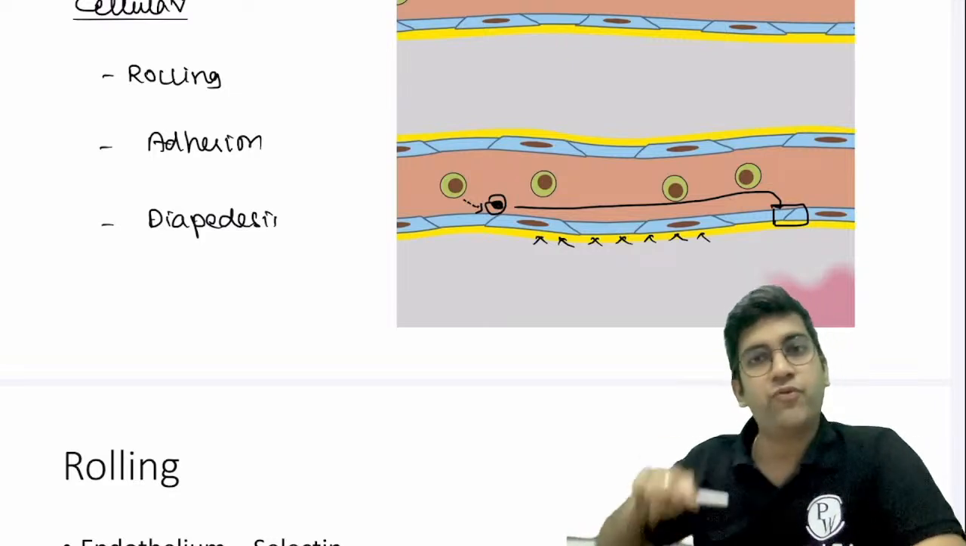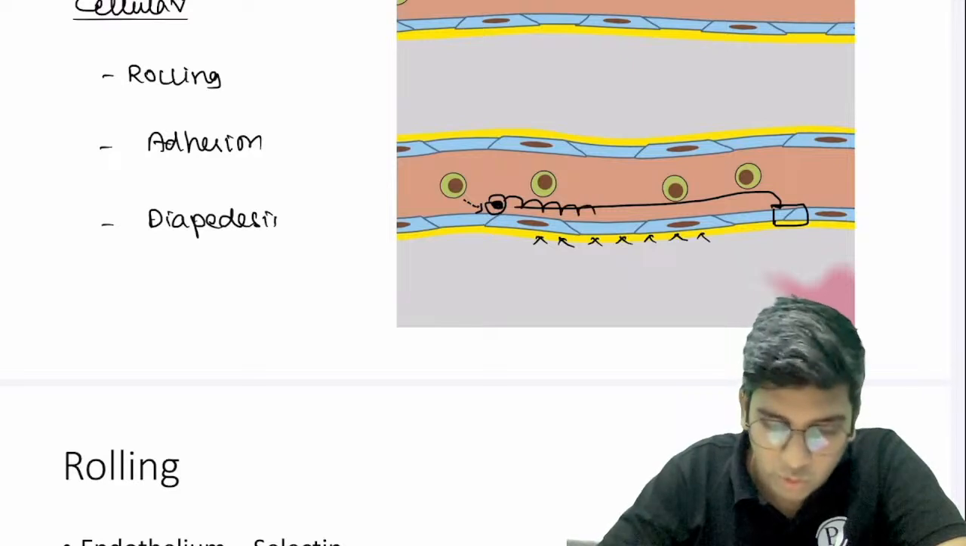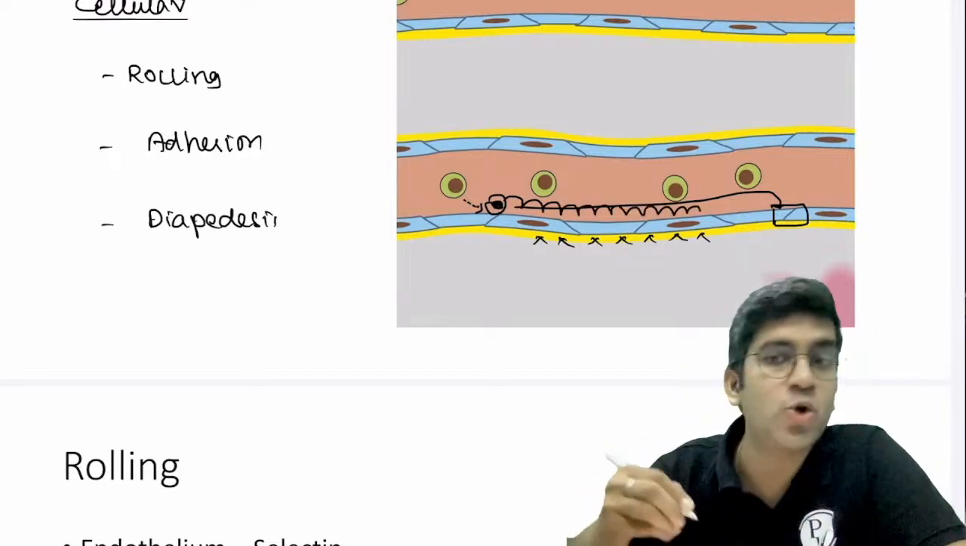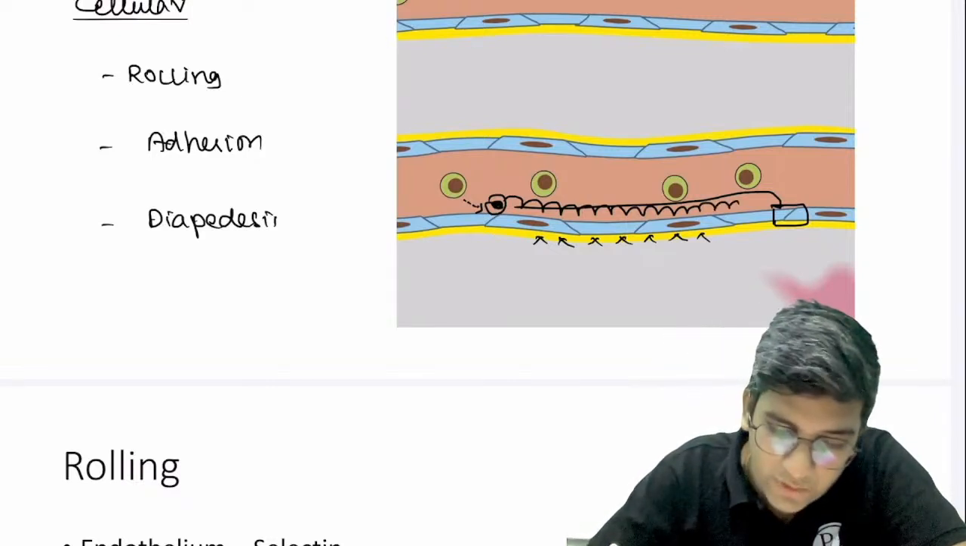So now, for me to move till the black area, what do I have to do? I have to roll here. I have to roll on the endothelium because I've come to the corner. I don't want to go back to the center. If I go back to the center, I have a problem again. I have to come again to the corner, right? So till this, I'll roll.